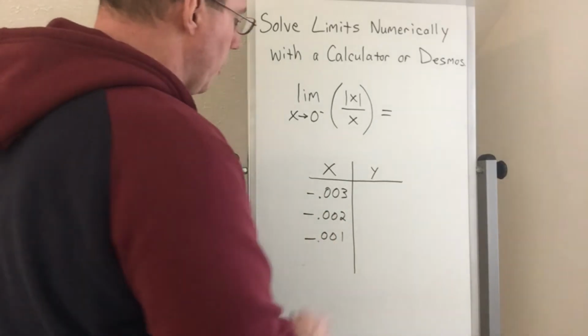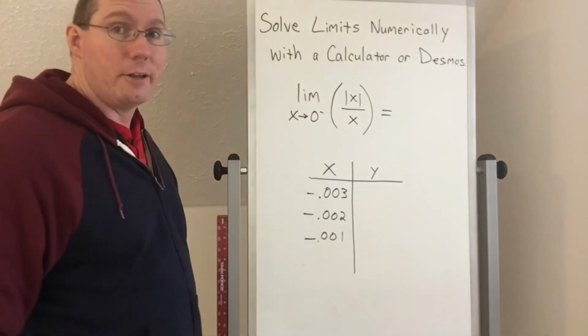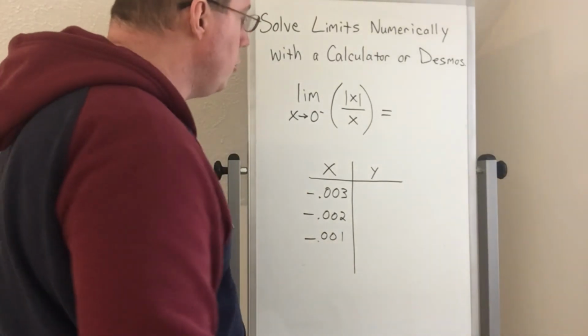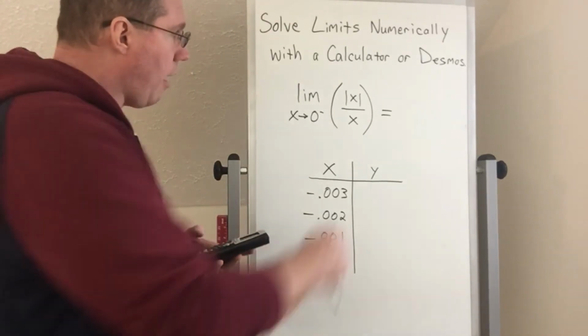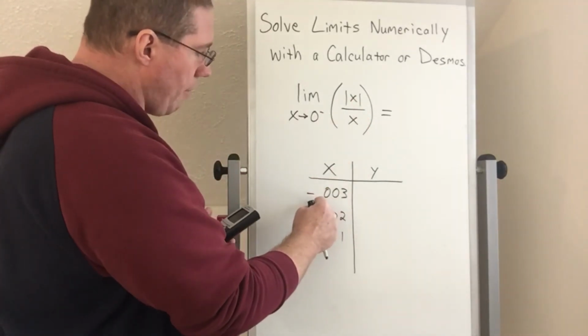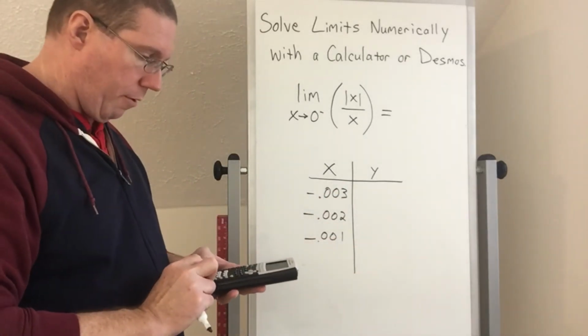All right, so what we're going to do is plug these numbers into the function, and actually we don't really need a calculator for this, but we'll use one anyways. Okay, so I'm using a calculator, and I want to do the absolute value of x. Well, what's the absolute value of negative 0.003? Well, that's just 0.003, right?